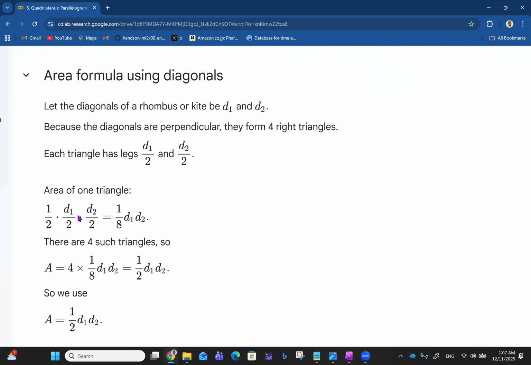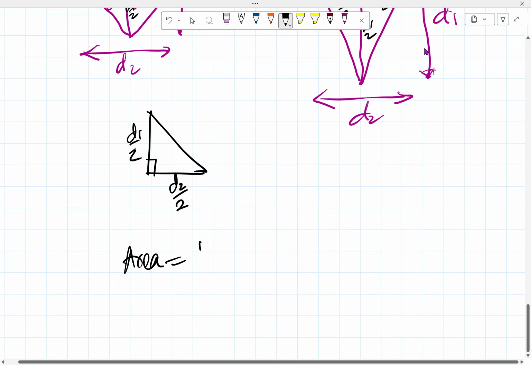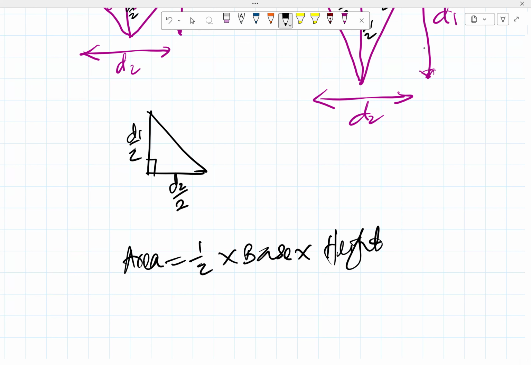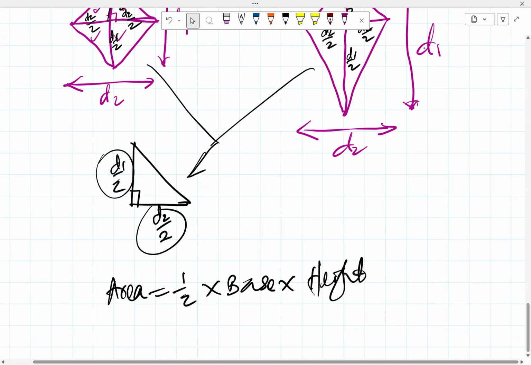Okay, yeah. Area of one triangle is half times base times height. I think I get that now. So area is usually half times base times height. So here, you can pick this one as base, you can pick this one as base. That's common to both of them. That's what we are doing.